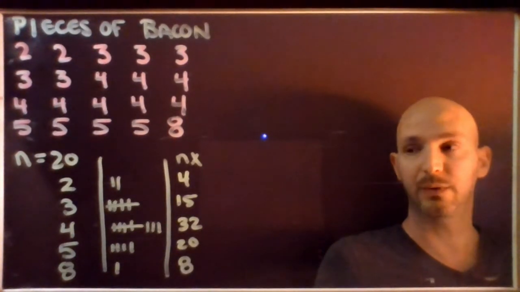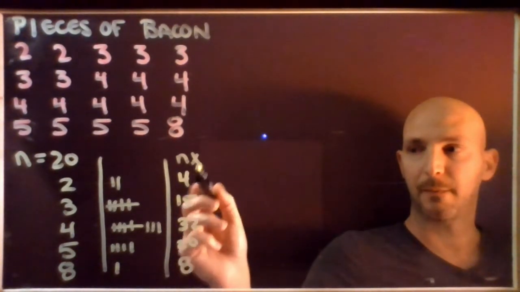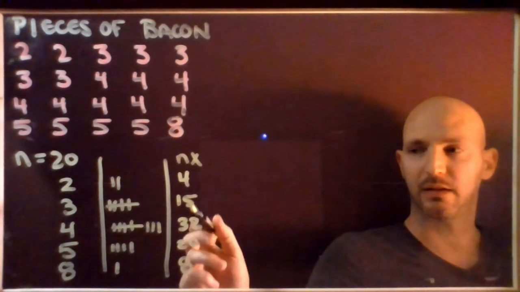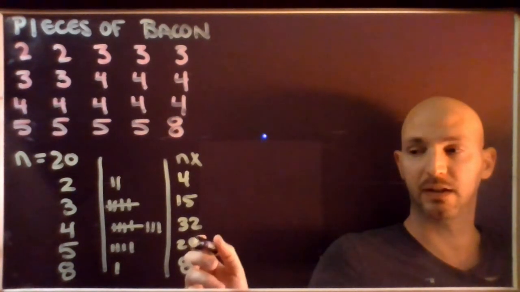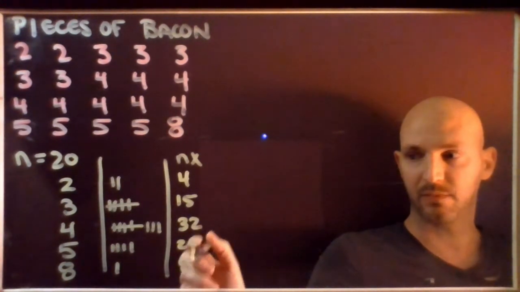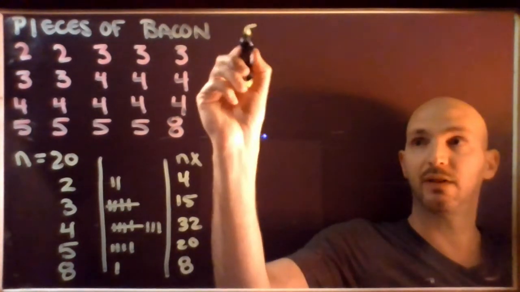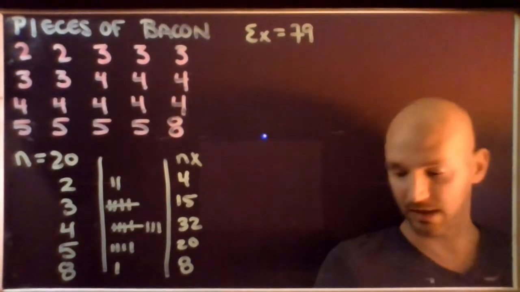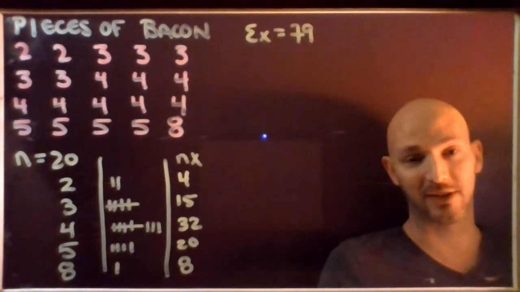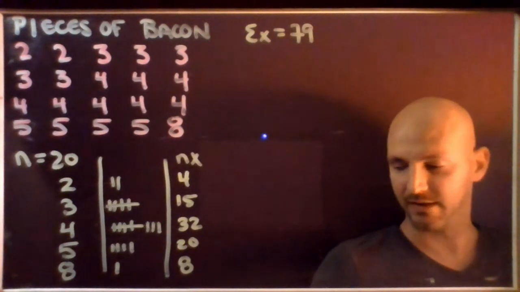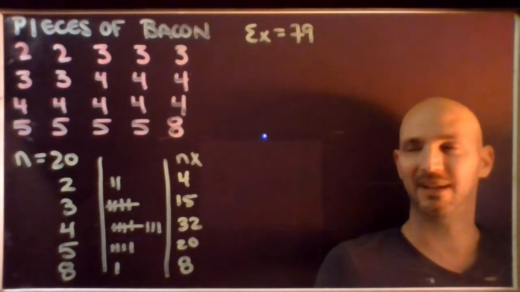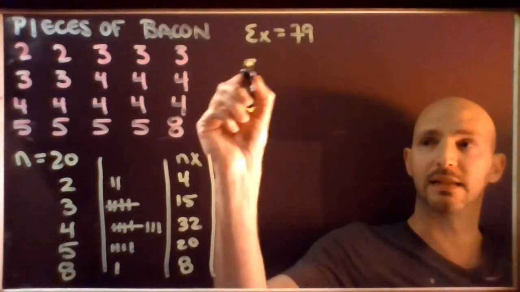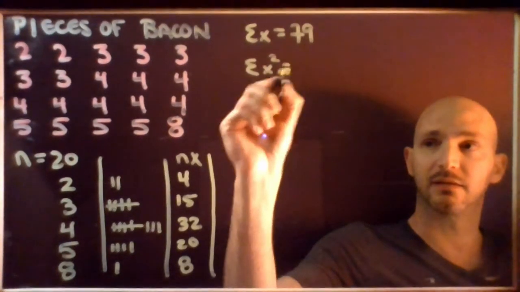So if I go through and I add these up, 4 and 15 is 19, plus 32 would be 51, plus 20 would be 71, plus 8 would be 79. So I have sum of x is 79. And I hope all of you at home are fact checking my numbers, because adding is hard for me. Anyway, here we go. The next thing I need is the sum of the x's squared.